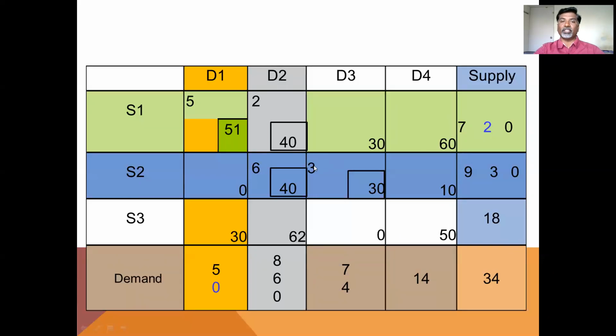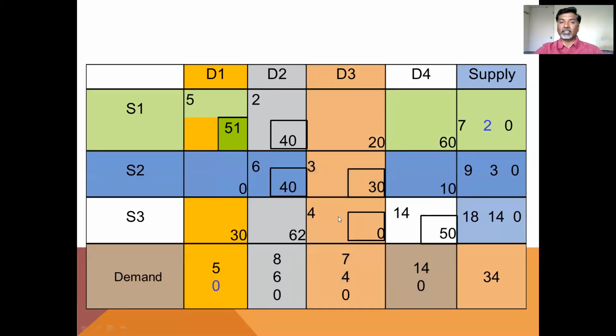So we have to allocate 3 here. When you are allocating 3 units, you subtract the 3 units from available supply and demand. So 3 minus 3 is 0, 7 minus 3 is 4. When you subtract, you have to check which is maximum. Here demand is maximum, so for the next iteration, we have to move vertically. So we will reach this cell.